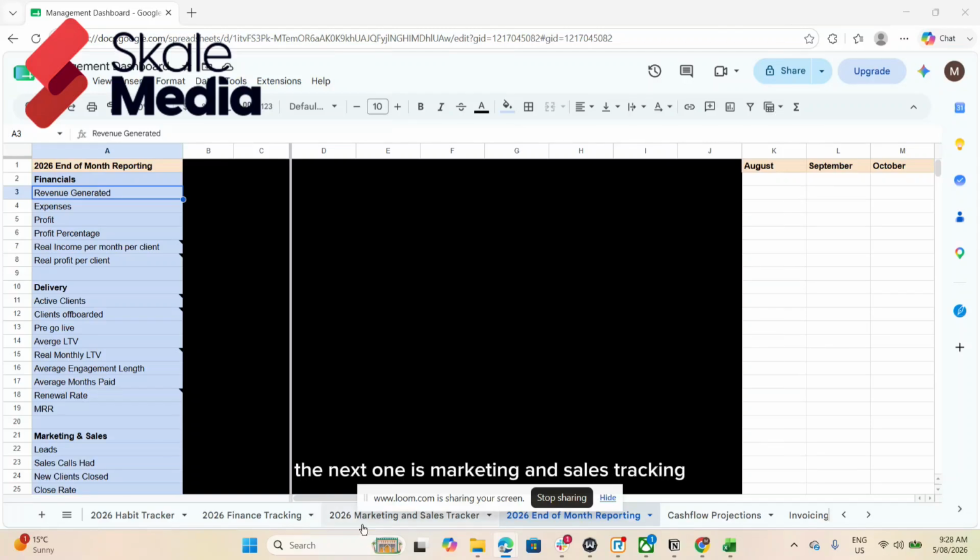Next one is marketing and sales tracking. This is the internal tracking of key stats around number of leads booked, number of dials we've done, chats we've done, number of LinkedIn leads we've generated, number of leads we've generated in other ways, and then looking at the sales stats of number of sales calls had, number of closes had, and revenue generated out of new clients.